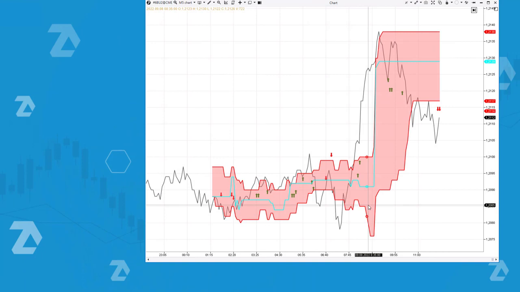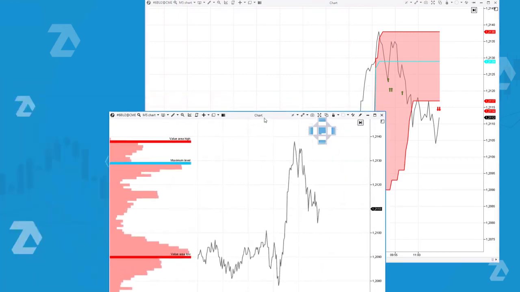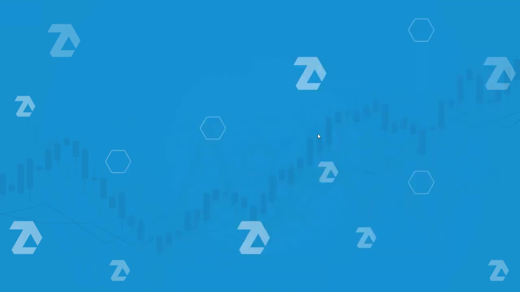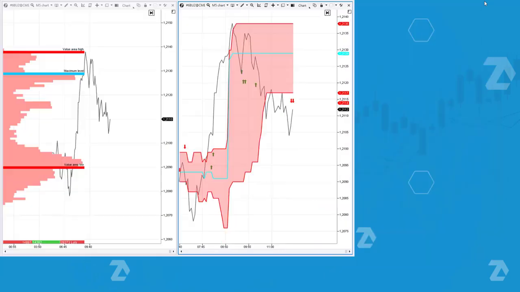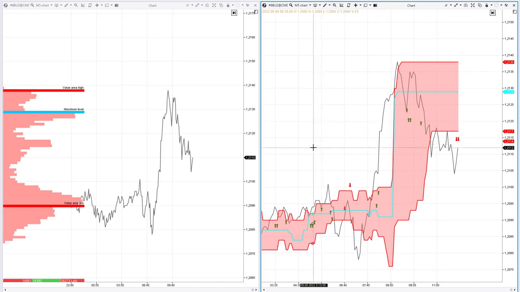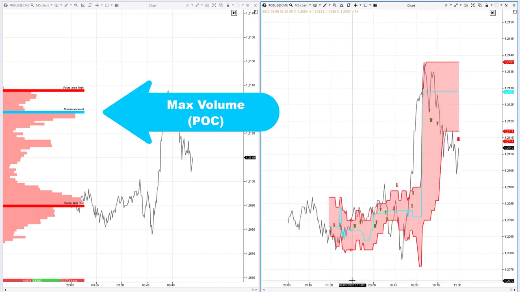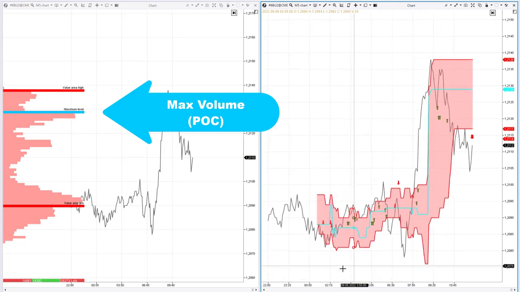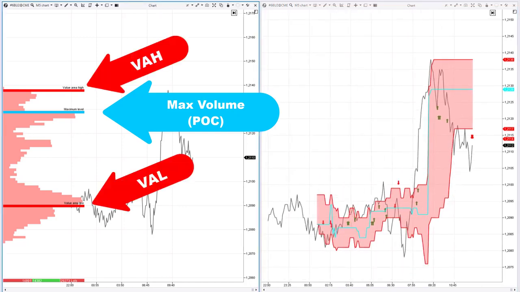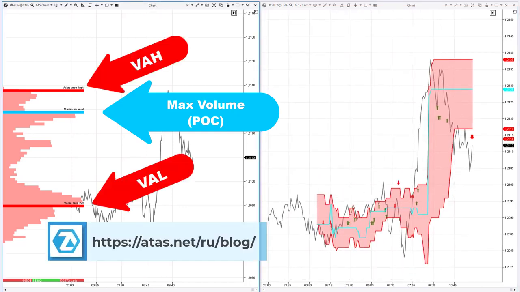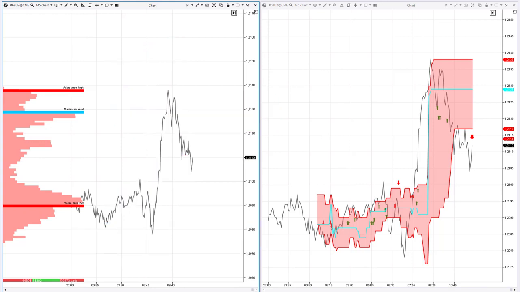Open the chart, add the indicator, see a red channel with a blue line in the middle. What does it all mean? The readings of the dynamic levels channel indicator are based on the market profile, namely on its main derivatives: the maximum volume level point of control POC, and value area levels VAL and VAH. You can read more about the market profile in our blog, links are in the description.